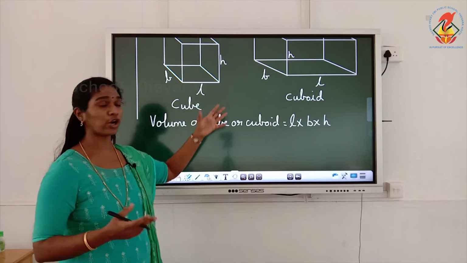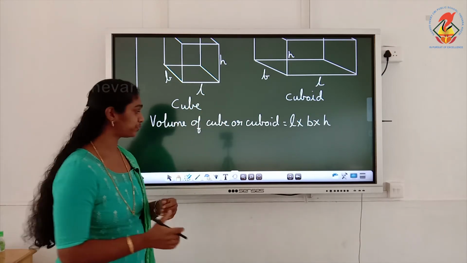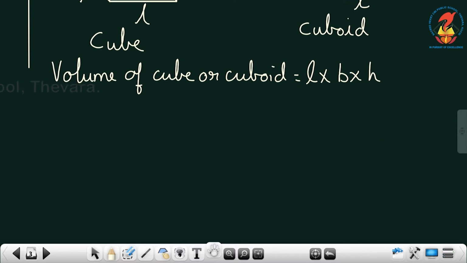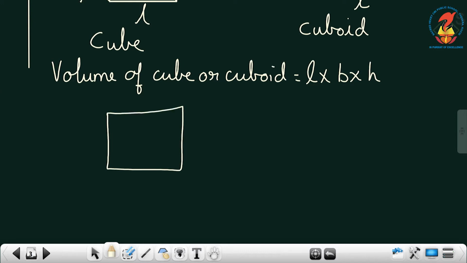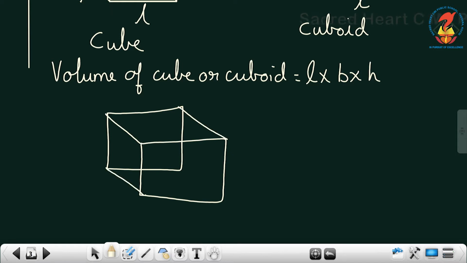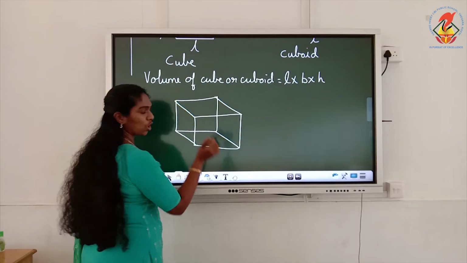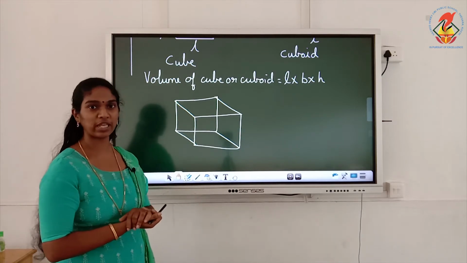Children, do you all know how to draw a cube and a cuboid? This is how you draw a cube. A cube is formed using squares. Take two squares, draw the second square from the center of the first square and just join them like this. This is how you draw a cube. All the sides, all the faces will be equal.